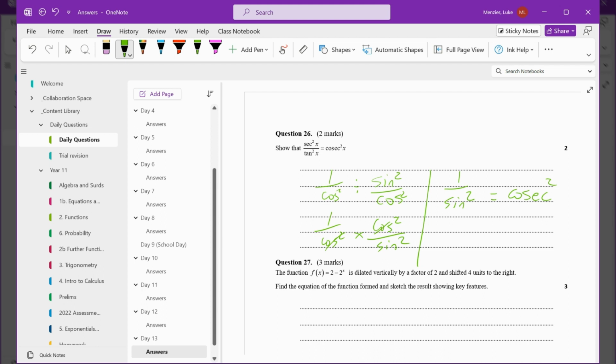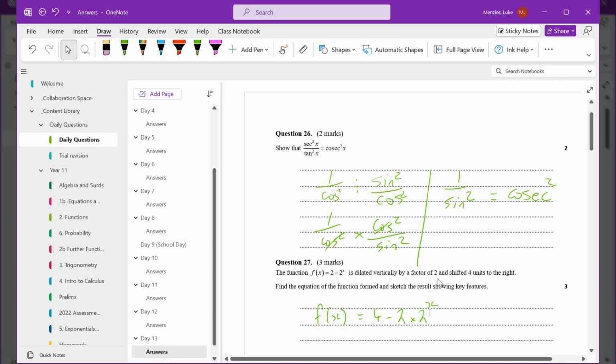Next one, the function 2 minus 2 to the x is dilated vertically by a factor of 2 and shifted 4 to the right. Find the equation formed and sketch the result. So when you've got something vertically dilated, it's like multiplying everything by 2. So what we're going to say here is f of x is equal to 4 minus 2 times 2 to the x. And the reason I want to do that, I'm going to show you in a second, is for a very particular reason. Okay, then we've got a 4 unit shift to the right.